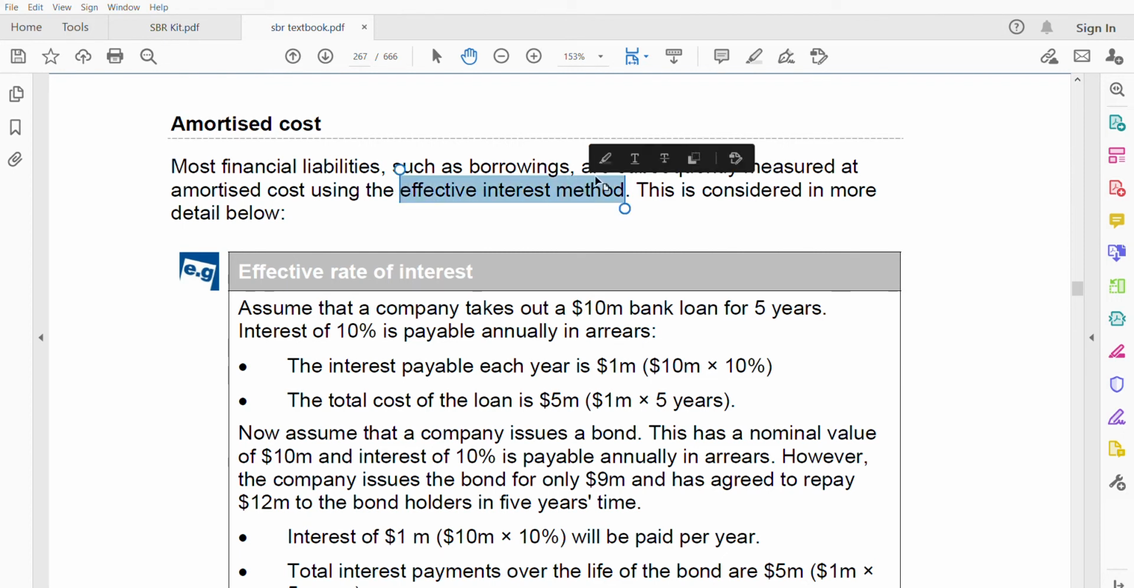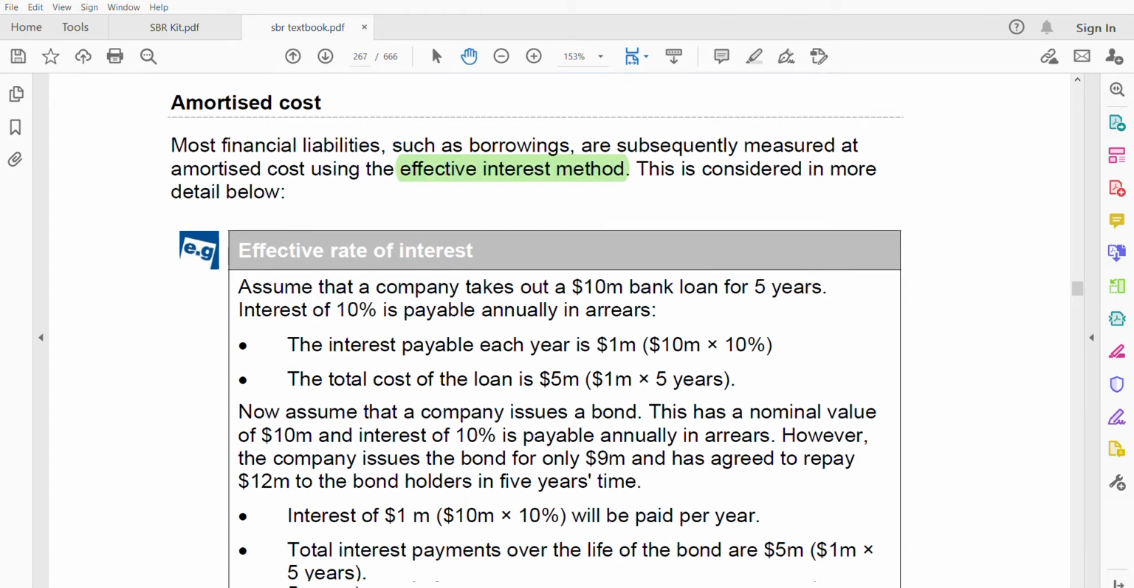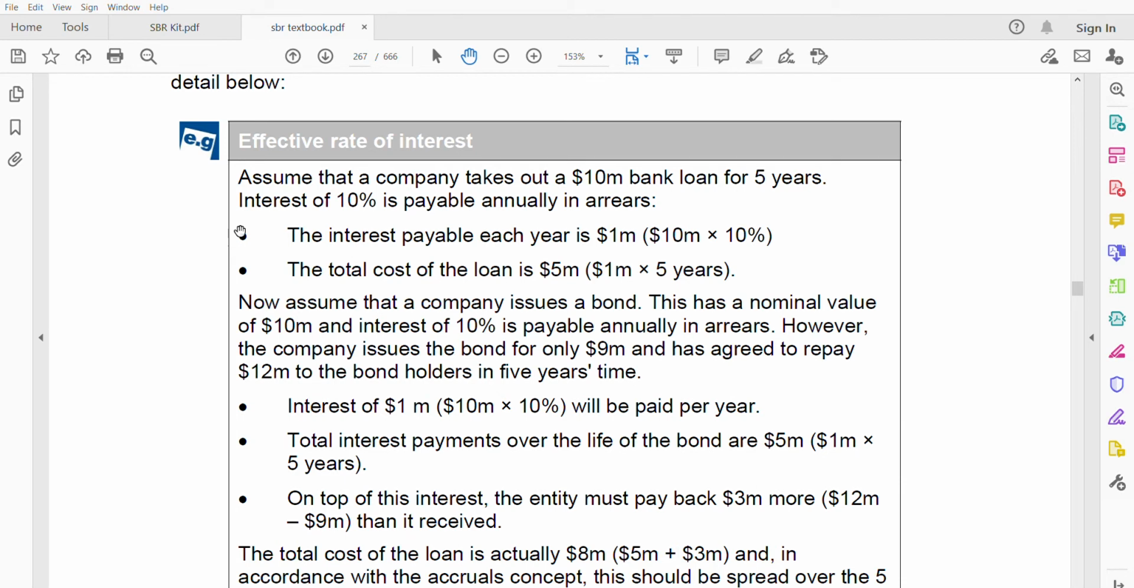Effective interest method. This is considered in more detail below. Okay, let us read this. Effective rate of interest. This is very important for you to know, because in the exam you have to know when to measure amortized cost, and if you have to measure at amortized cost, how to measure at amortized cost. You have to know all these things. So let us go through these examples.